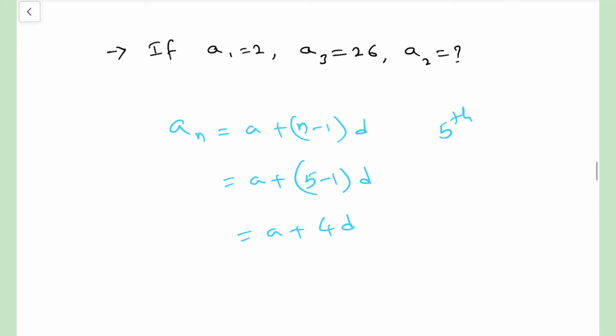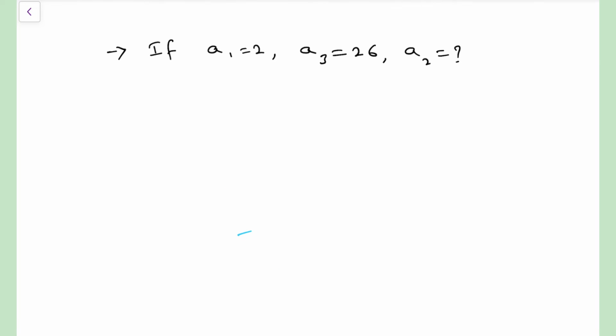4d. Now observe this small logic here. Fifth term is a plus 4d. Just keep this in mind. Fifth term a plus 4d. The same way, 10th term a plus 9d, 22nd term a plus 21d, 100th term a plus 99d. So simple, just one we decrease. That small logic only we are going to use here.